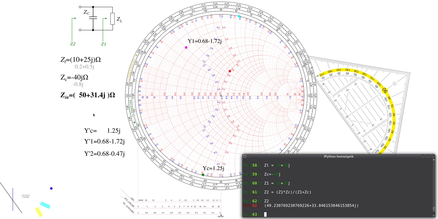I admit it's not the fastest way of putting two impedances in parallel. When you have a complex calculator, you can do this within 2 seconds. However, sometimes you need the step to be performed in the Smith chart. Okay, that completes our session on impedances and admittances in the Smith chart, and we go back to the main lectures.